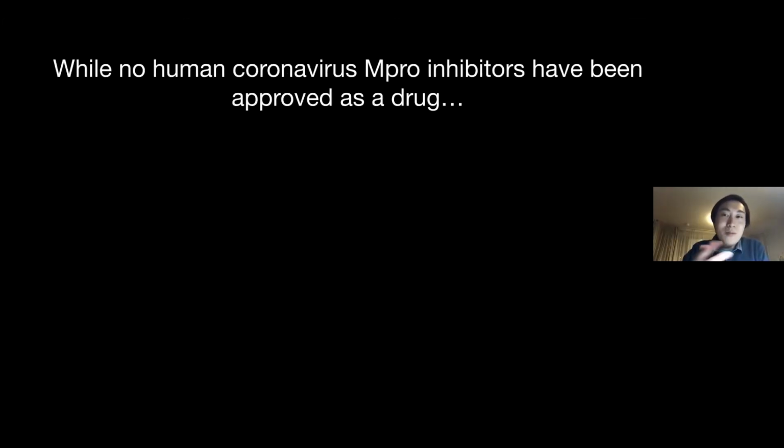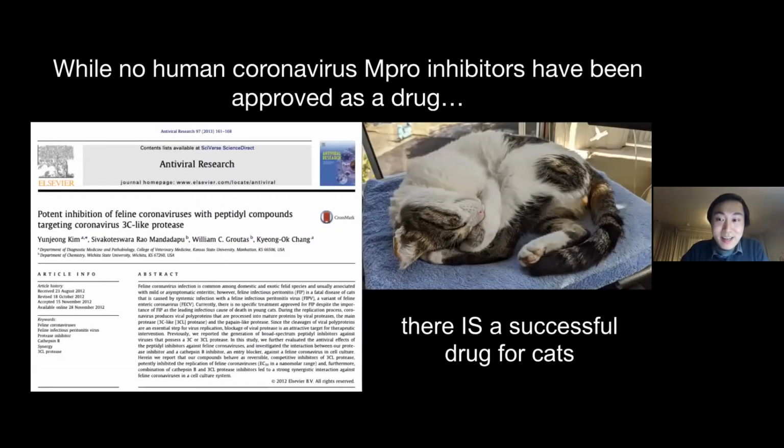However, apart from the drug that I mentioned, currently under clinical trial by Pfizer, there is actually no human coronavirus Mpro inhibitor approved as a drug. However, there are drugs for cats for main protease. The feline coronavirus is a very similar coronavirus to the human SARS-CoV-2 in terms of Mpro sequence identity, and there is a compound in late-stage clinical investigation for cats. So again, another piece of evidence that there's a strong target disease linkage, and Mpro is an eminently druggable target.